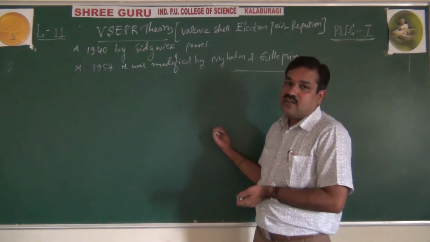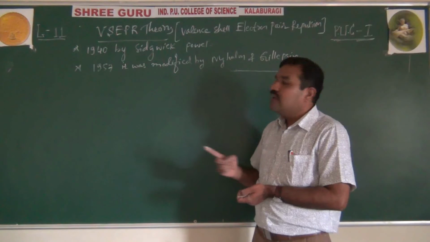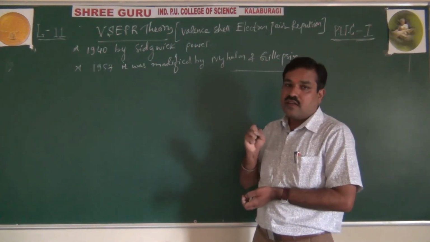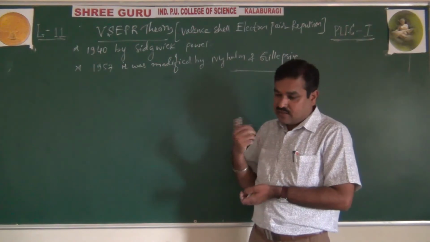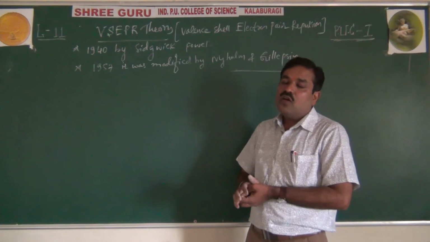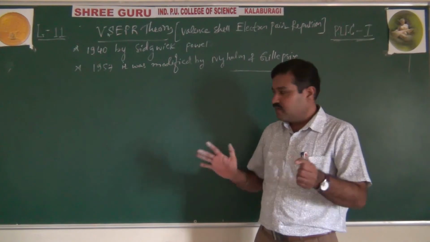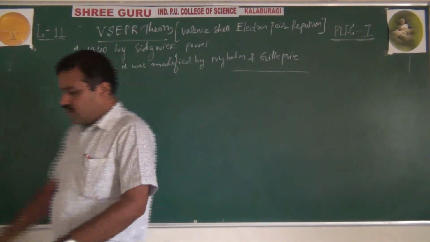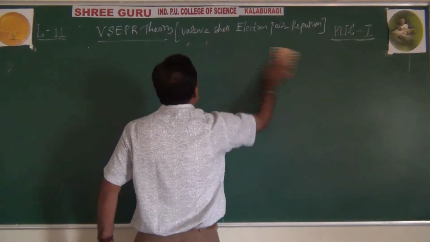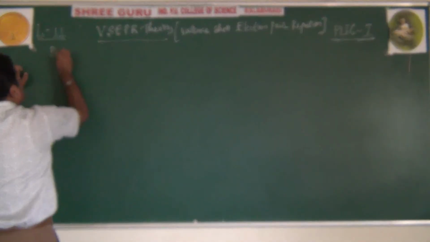Now you can easily understand this valence shell electron pair repulsion theory. Valence shell electron pair repulsion theory means repulsion between the valence electrons. If they take part in bond formation, they are called bonding pairs. If they do not take part in bond formation, they are called non-bonding pairs or lone pairs. Now, what are the postulates of this VSEPR theory? Let us see the postulates.